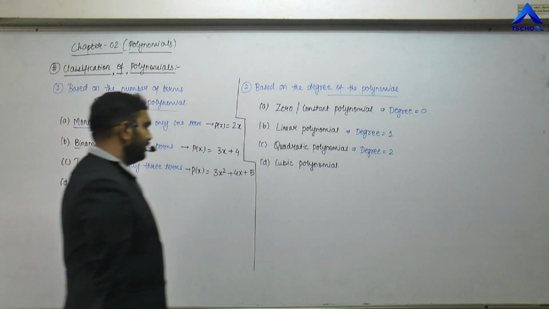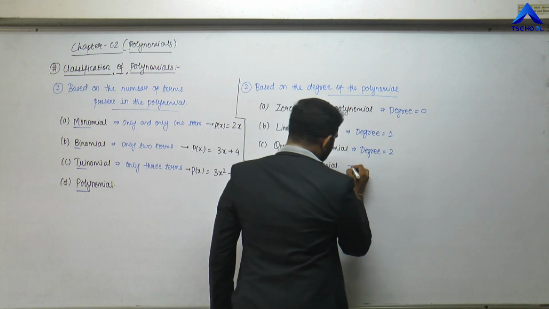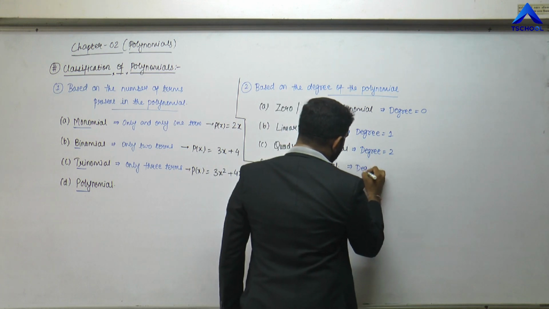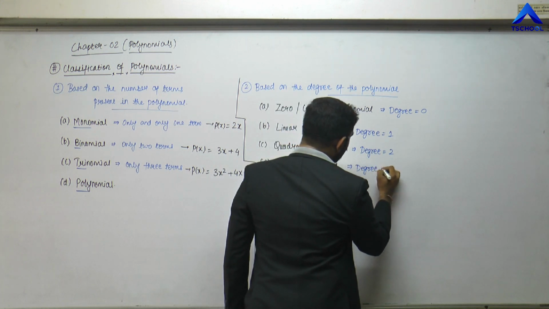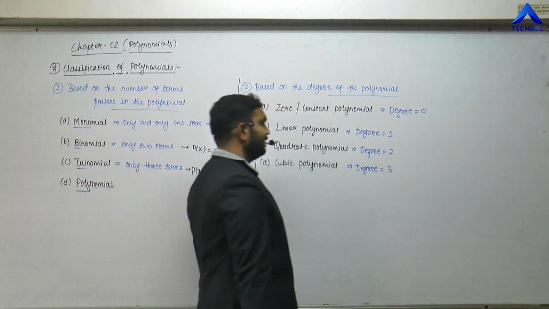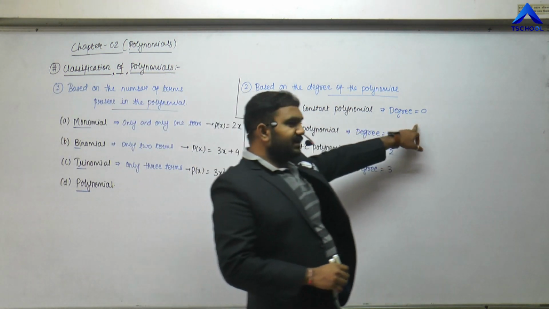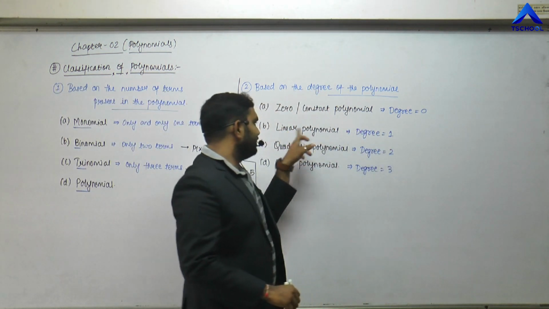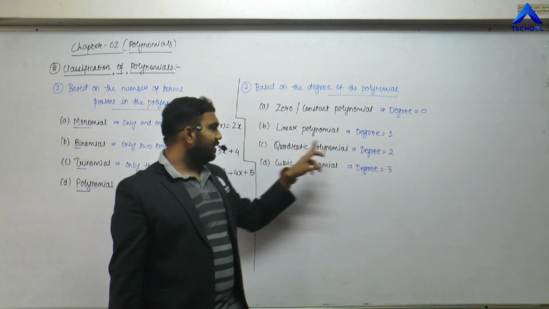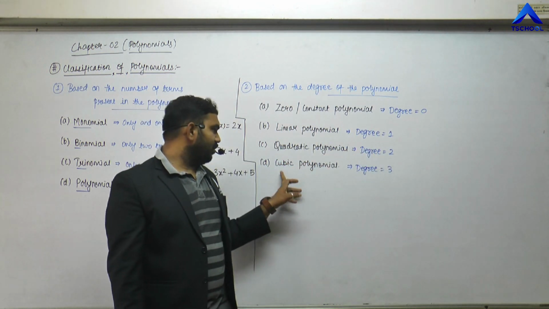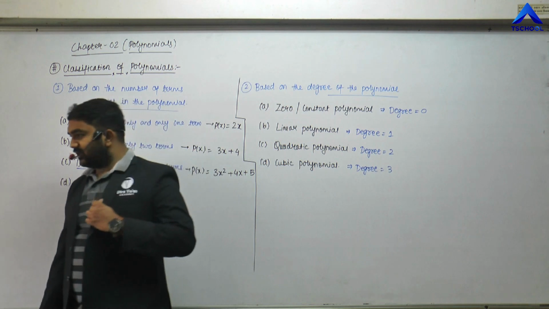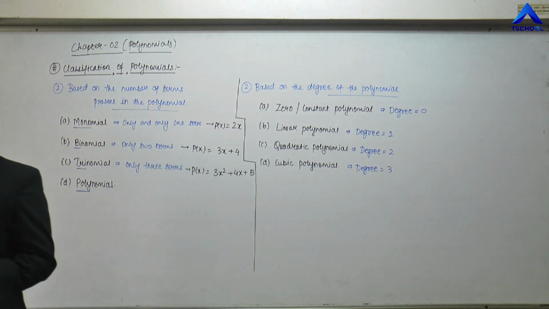And the last one is the cubic polynomial. If the degree of a polynomial is 3, then that is known as a cubic polynomial. As the name suggests, degree 0 is constant, linear means degree 1, quadratic means degree 2, and cubic means degree 3.